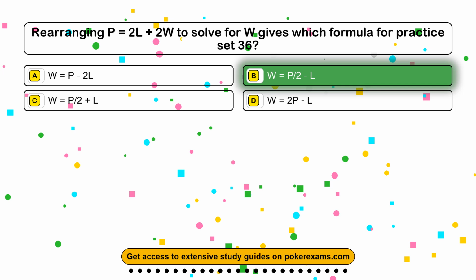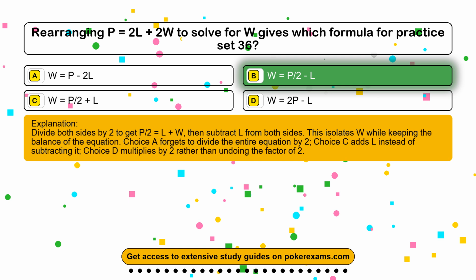The correct answer is option B. W equals P slash 2 minus L. Divide both sides by 2 to get P slash 2 equals L plus W, then subtract L from both sides. This isolates W while keeping the balance of the equation. Choice A forgets to divide the entire equation by 2, choice C adds L instead of subtracting it, choice D multiplies by 2 rather than undoing the factor of 2.